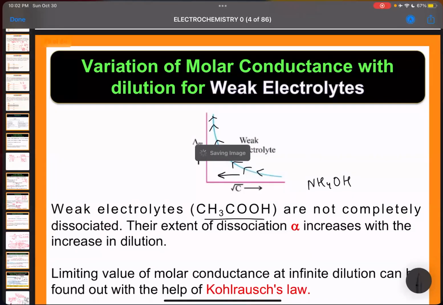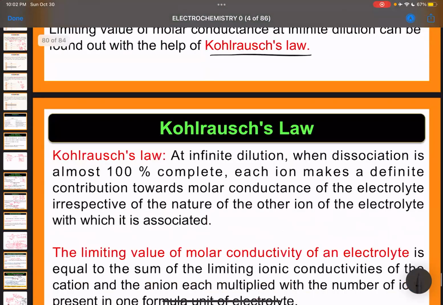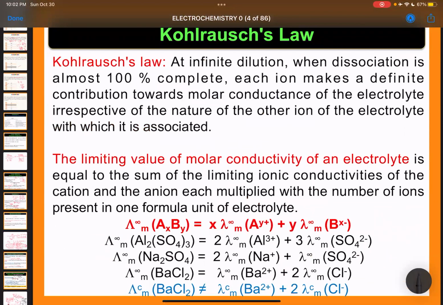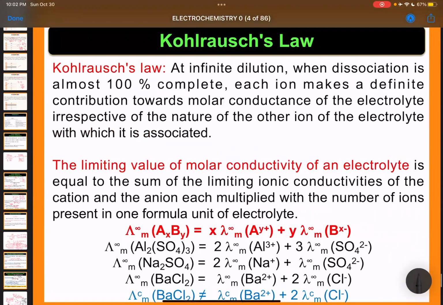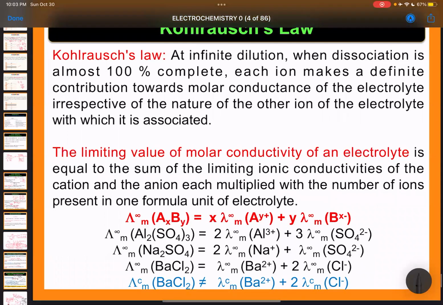So how to find the limiting value? The limiting value of molar conductance can be found out using Kohlrausch law. Kohlrausch law is general. It can be applied for weak or strong electrolytes, for all. What it says is very simple. When the dilution is complete, when there is infinite dilution, the ions completely get separated from one another. When you put a lot of water, when the concentration is zero, ions are very far apart. They can move easily. So that is the maximum value of molar conductance, which is denoted by lambda m not, or infinity.